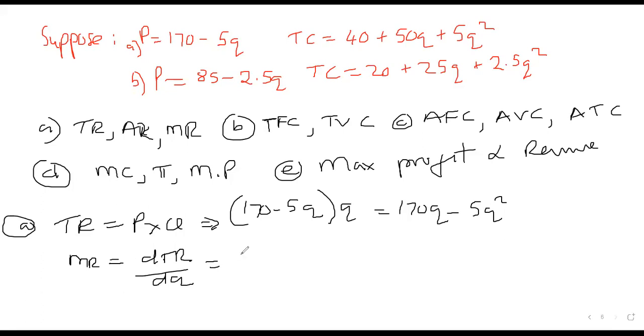170q minus 10q. 70 minus 10q. 170q becomes 170. 10q becomes 10. And the average revenue is what? Total revenue divided by quantity.